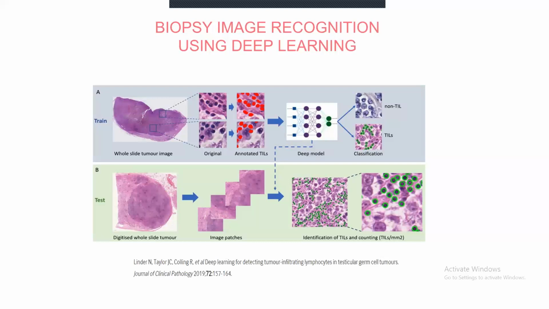You have this exemplar project here with use of deep learning in identifying TILs. How can an image be recognized by a deep learning model?